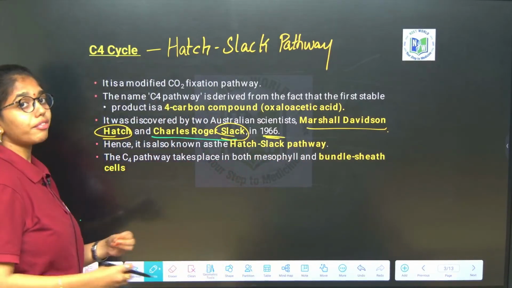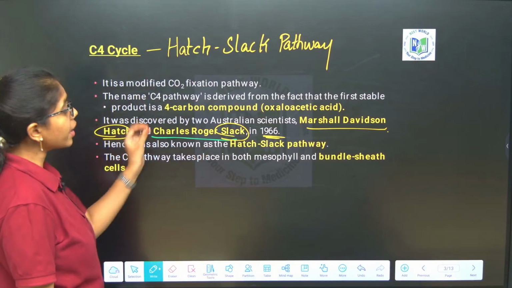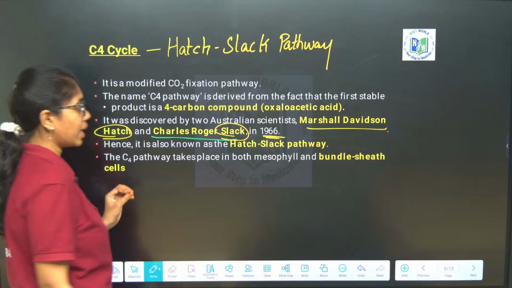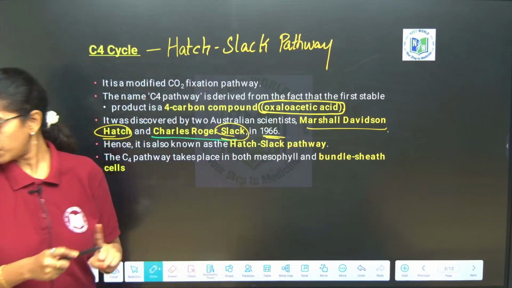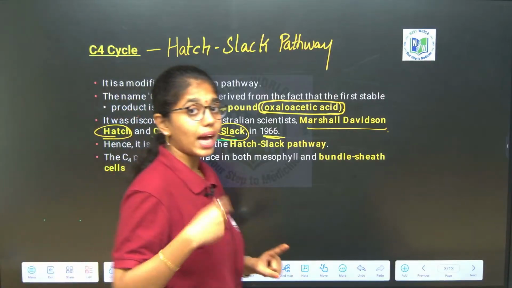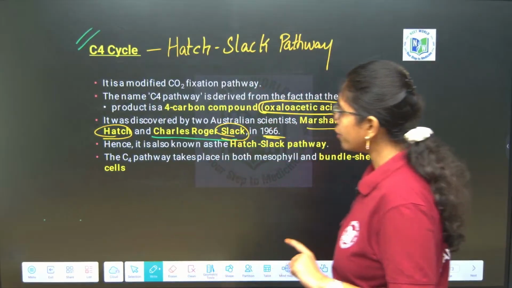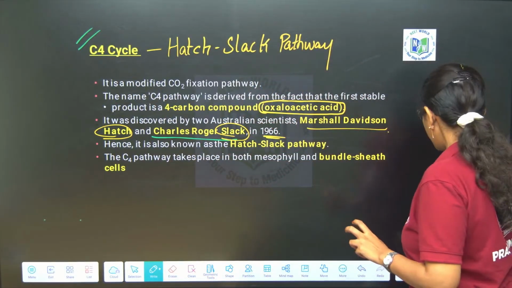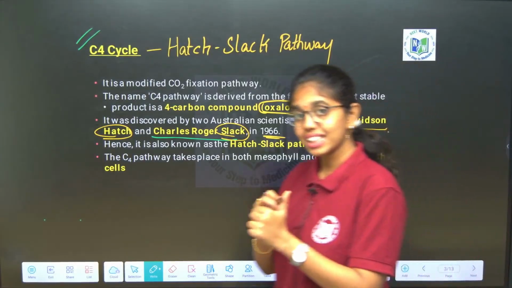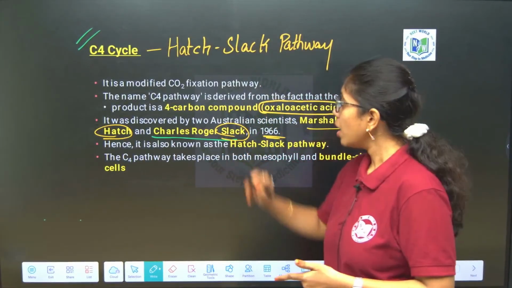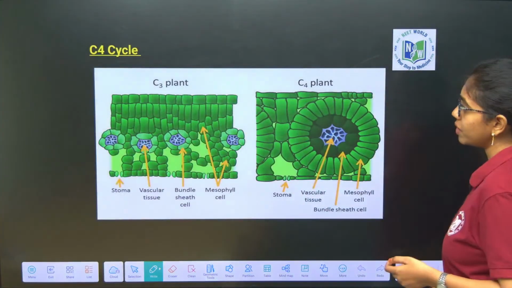So this is a modified carbon dioxide fixation pathway. We are going to learn it, and here the first stable product formed is the 4-carbon oxaloacetic acid. As the first product that is formed is 4-carbon oxaloacetic acid, the name given is C4 cycle. In the C4 pathway, both C3 and C4 cycles are involved, wherein the C4 cycle is conducted in the mesophyll cells.